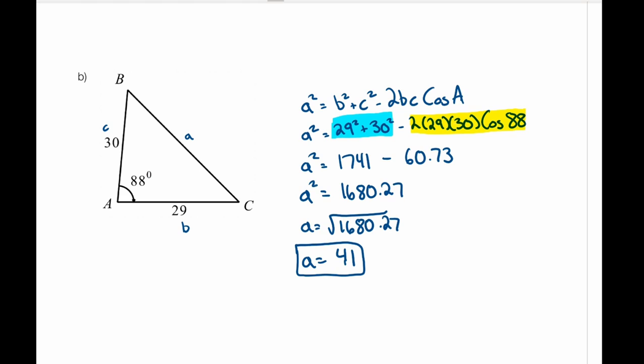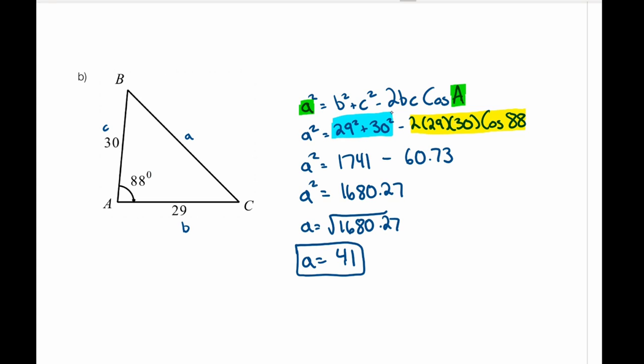So coming back to this question, we should find that the missing side length is 41. Again, because we're finding side length A, the cosine law formula that we're going to be using is a squared equals b squared plus c squared minus 2bc times cosine A. Remember that angle A should be paired up with the missing side that we're looking for, and the other two variables represent our other two side lengths.